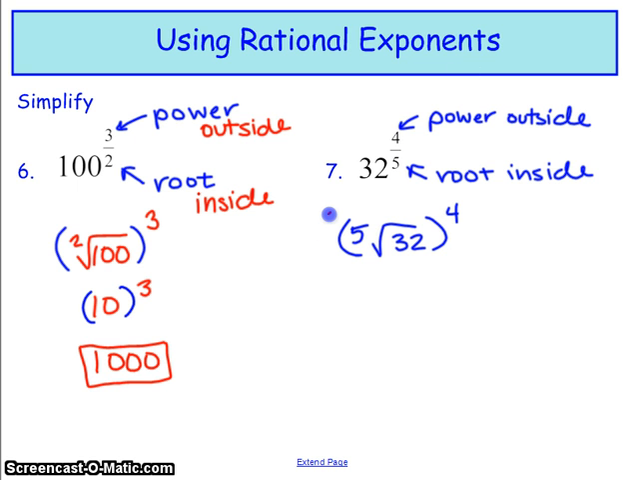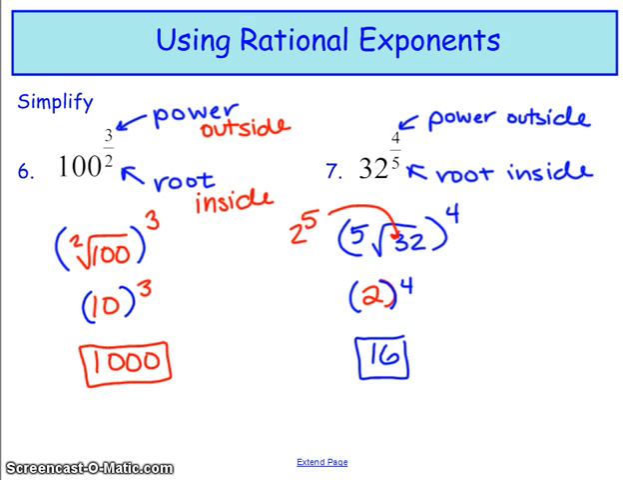And since 32 is 2 to the 5th, which is something that you need to become familiar with, inside my parentheses, I should have a 2. And then I am going to raise that to the 4th power. When you multiply 2 by itself 4 times, you get 16. So by taking the 5th root of 32 and then raising it to the 4th power, you get 16, which is our final answer.